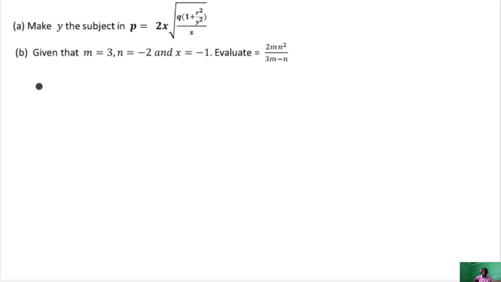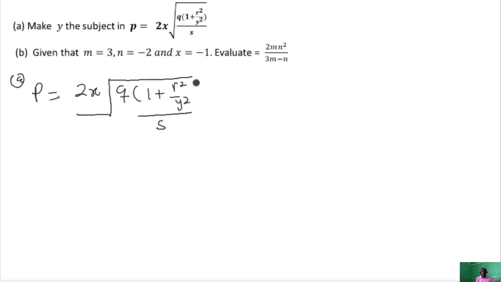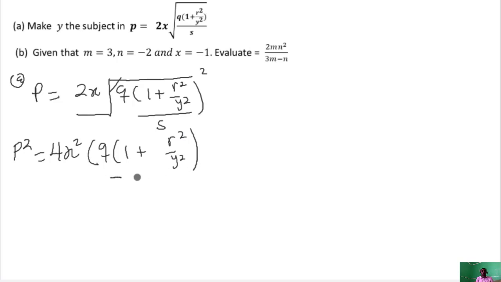Welcome to this session. We have this question to solve. So we have A, which is P is equal to 2s square root of Q times 1 plus R square over Y square, all over S. Good. So we square both sides to remove the square root. So let's square both sides. So it will be P square, square of 2s will be 4s square. Then square of this root will cancel the root sign. So it will be Q times 1 plus R square over Y square, all over S.